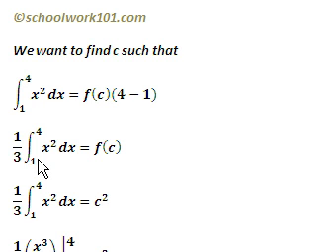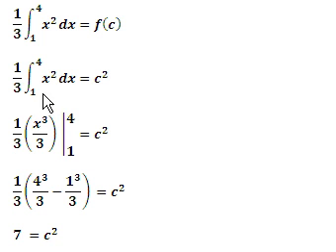How did I get the 1/3 over here? Well, I took the 4 minus 1 and got 3. I multiplied both sides by 1/3 to get rid of the 3 over here. And so now we're here. Take c, plug it into the function, and of course it was just x squared, so you end up getting c squared. And now we're at this point.